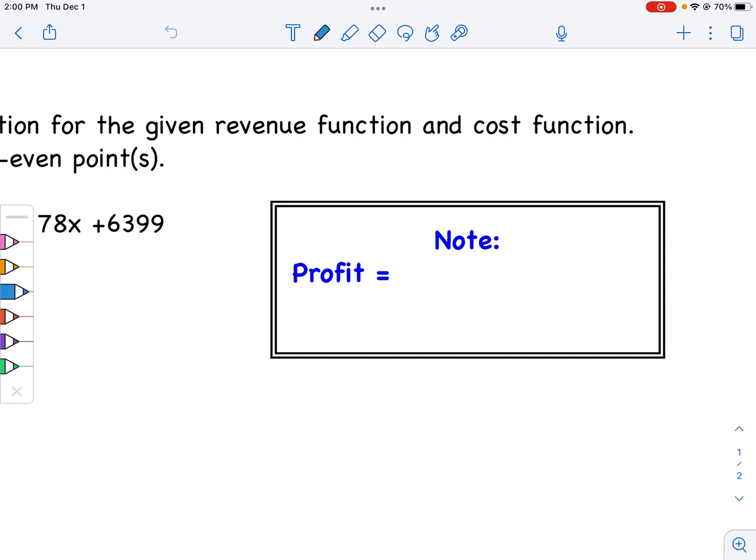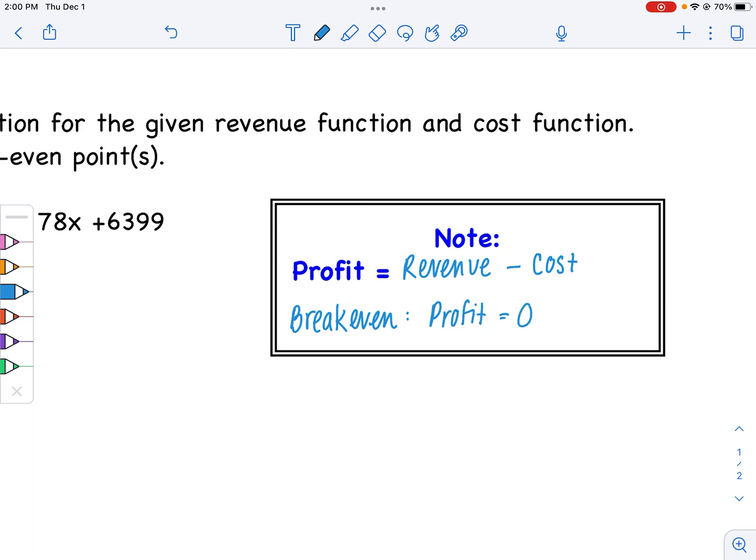A quick note here, and I have it in the nice box. Profit really equals your revenue subtracting your cost. So hopefully that makes sense. It's what you get from your customers minus what you have to pay for is the money that goes to you. Another term you want to remember is break even. I'm going to write it in the same box. So break even really means when your profit is 0. So I haven't made anything, I haven't lost anything, I kind of broke even with my function.